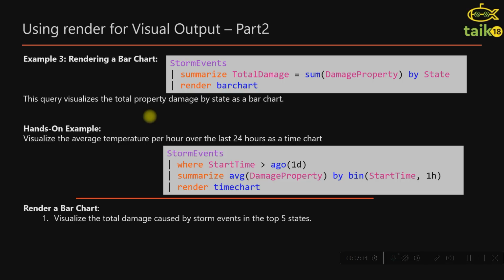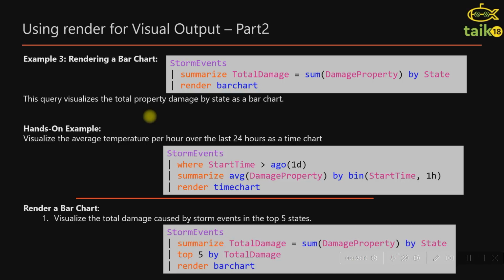So visualize total damage caused by events in the top 5 states. That's the reason I use top 5 here. So it automatically takes the top 5 by total damage here. We have seen take 5, that's going to take any 5 values. We have seen order by, so it's going to sort the data, but here top 5 is going to order and then pick up the top 5 values from that. So that's the difference between them.